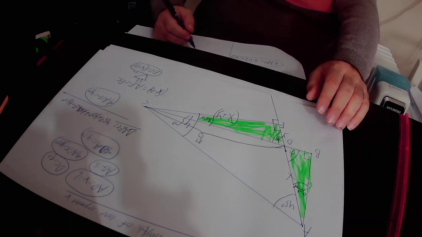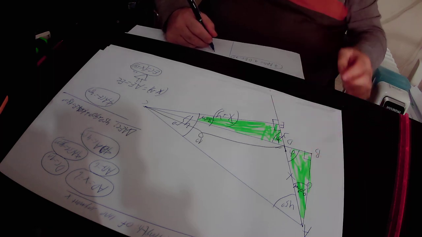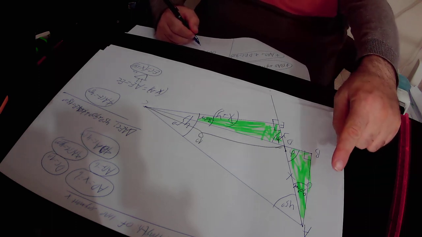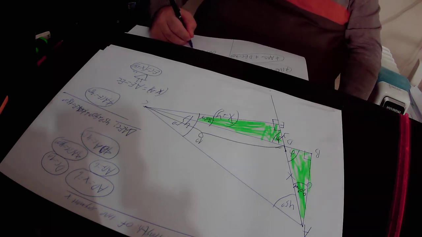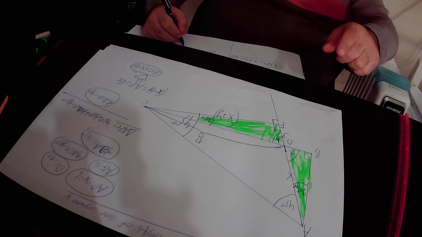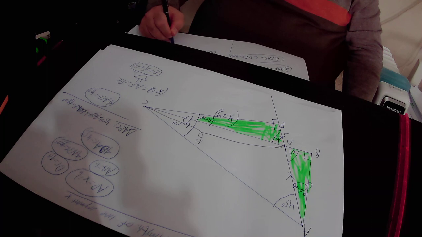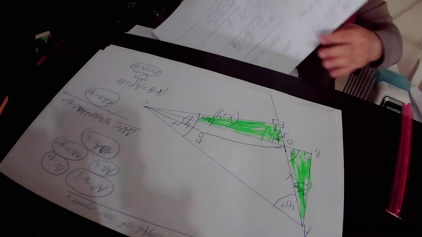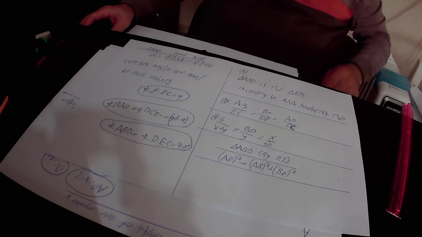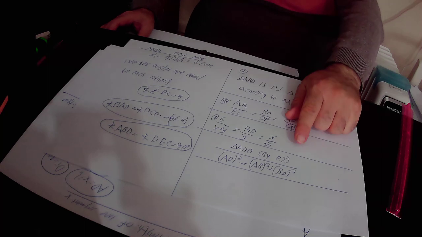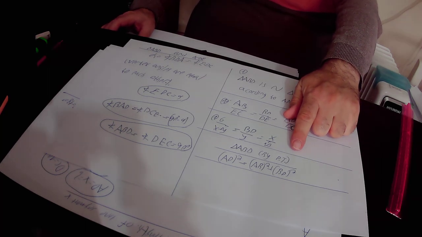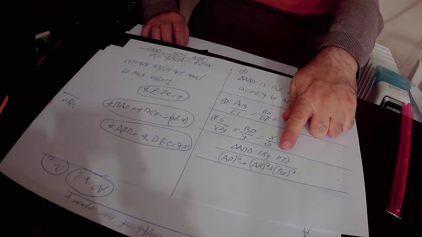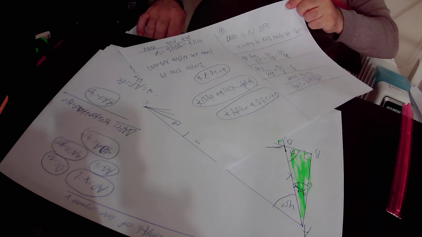That is to say, AD squared is equal to AB squared plus BD squared. I repeat again, in the right triangle ABD, according to the Pythagoras theorem, the square of the hypotenuse equals the sum of the squares of the perpendiculars. That is to say, AD square equals AB square plus BD square. Okay?